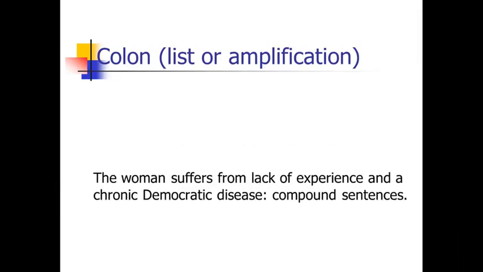Here's another example. This one's actually kind of setting up a punchline. So it says, the woman suffers from lack of experience and a chronic democratic disease. Compound sentences. A little bit of a punchline there.